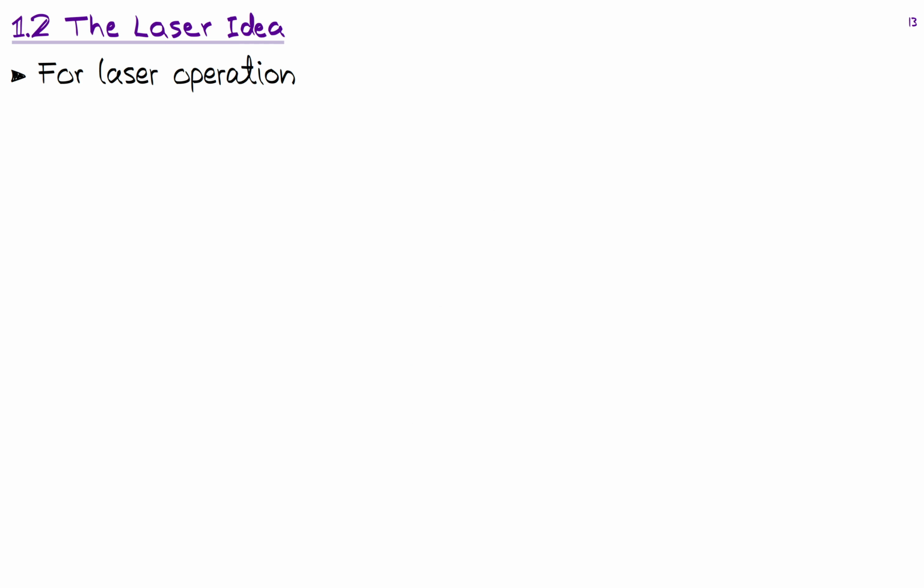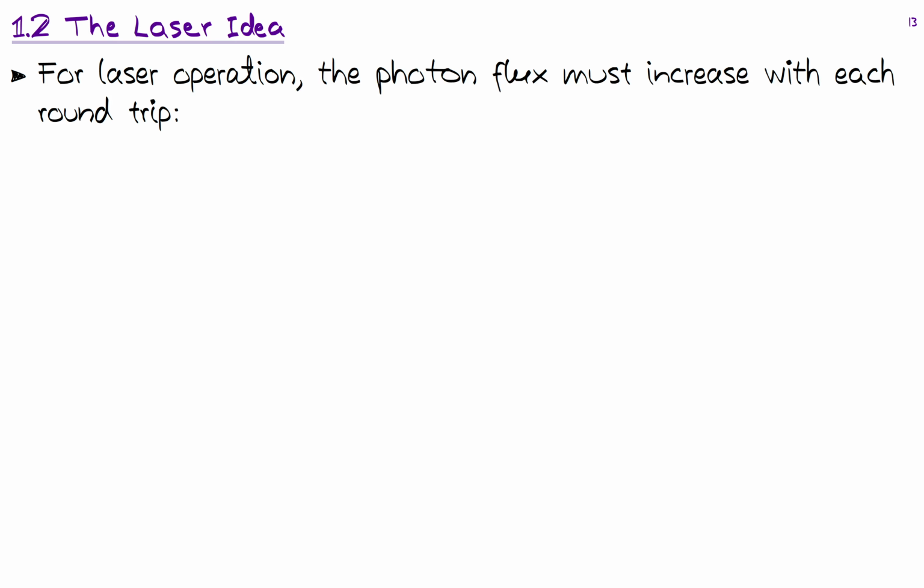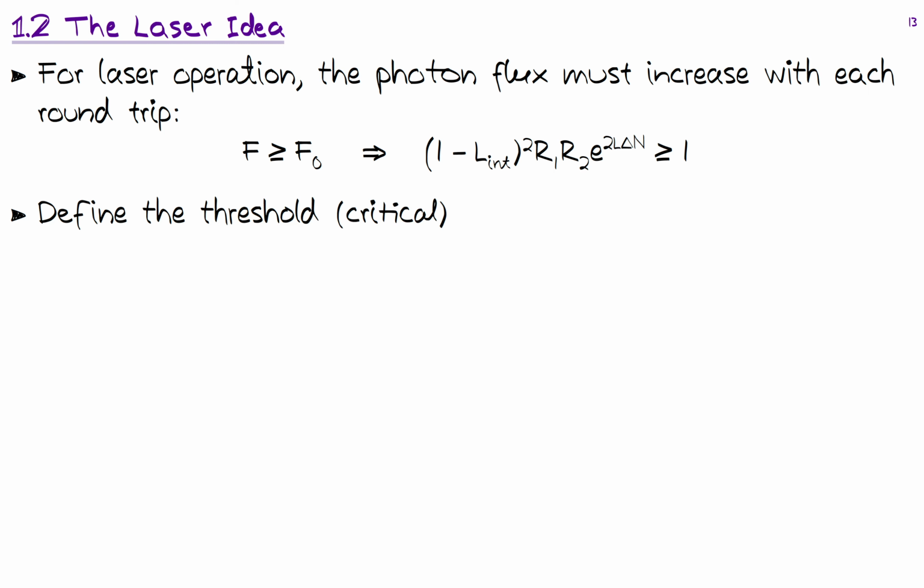For laser operation, of course, we want the photon flux to increase. So each round trip, the F must be equal to or greater than the original photon flux F naught at that point P. So basically that gives us a condition that the losses times gain must be larger than unity. And now we can really define the threshold critical population inversion.